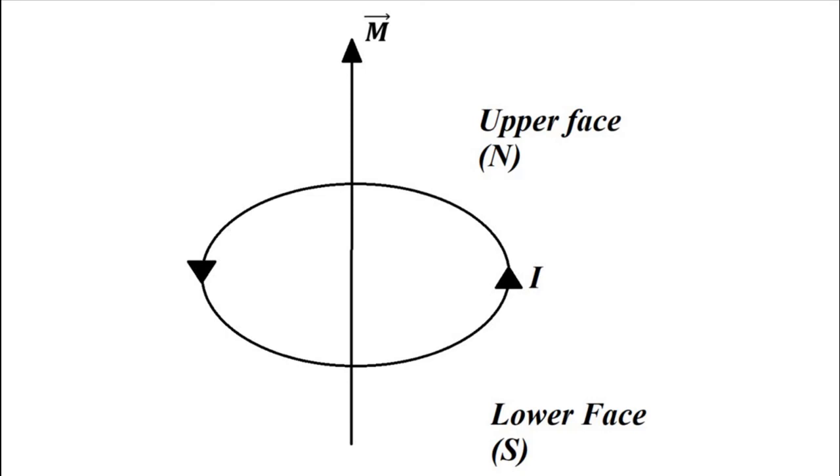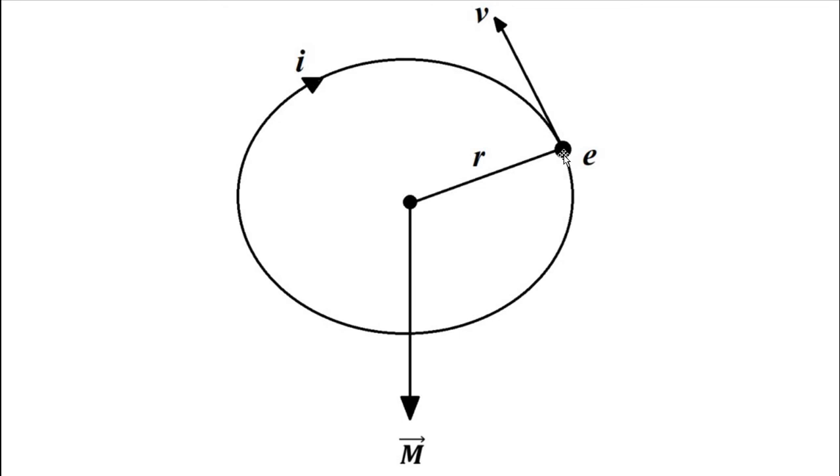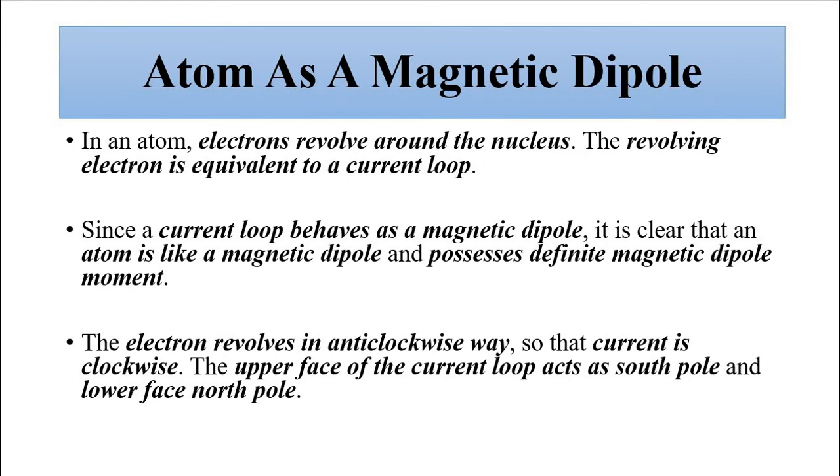Because of the flow of current, opposite to the movement of the electron, the two sides of the orbit, the upper side and the lower side, behave as two different magnetic poles. Here the upper face acts as the south pole, and the lower face behaves as the north pole, because the electron revolves anticlockwise, so the current will be clockwise. So this gives us the atom as a magnetic dipole.